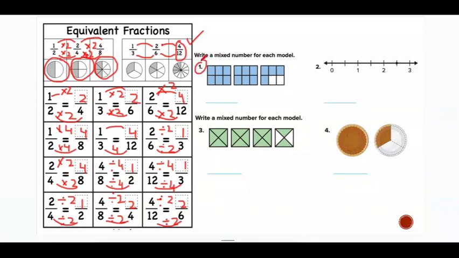It says to write a mixed number for each model. We need to write a mixed number here. For question number 1, look here. How many wholes do we have? 1, 2, 3, 4, 5, 6, 7, 8, 9, 10, 11, 12, 13, 14, 15, 16, 17, 18. The total number of parts we have is 18. I can write 18 in the denominator.